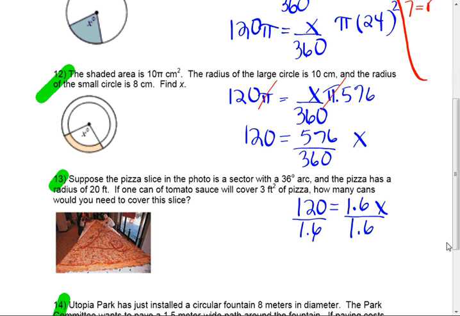2.5. This is x out of 360. And I want, that's the part of the ring. So it's pi capital R squared minus pi little r squared. And that is going to equal 10 pi, because that's the shaded region. Alright, so you got to put numbers in. Yes. Pi.